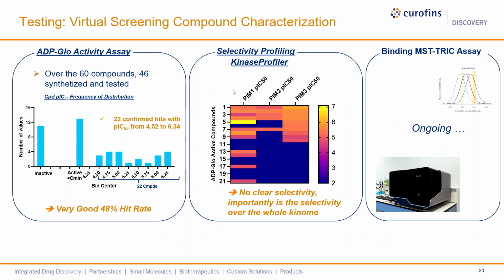We also try to investigate the selectivity. For that, we use the Kinase Profiler platform. Unfortunately, we didn't get any clear selectivity as we got from the HTS, but that's quite, I would say, normal due to the high homology of the PIM3 kinase binding pocket.